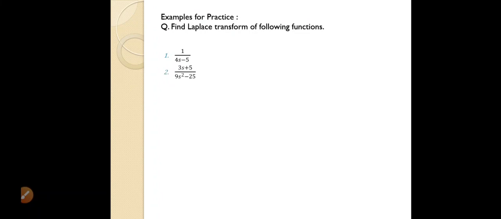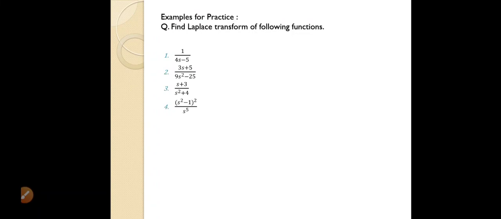3s plus 5 upon 9s square minus 25. For this you have to refer example number 4. S plus 3 upon s square plus 4, you have to refer example number 2. And s square minus 1 bracket square upon s raised to 5. Here first you have to simplify the numerator using the a minus b bracket square expansion formula, and then refer to the solution of example 1. You will get the answer for example number 4. So in this way you have to solve these 4 examples to find the inverse Laplace transform.